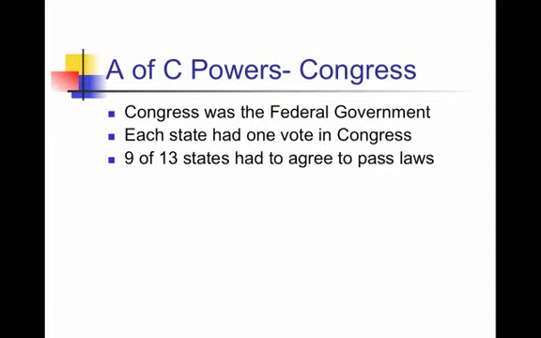9 of 13 states had to agree to pass any law, important to recognize, so you need to have a lot of people to do anything. It's not like you just have to have a majority, which would be 7. You had to have all the way up to 9, which is going to make it a little bit more difficult to pass any laws or to do anything else.